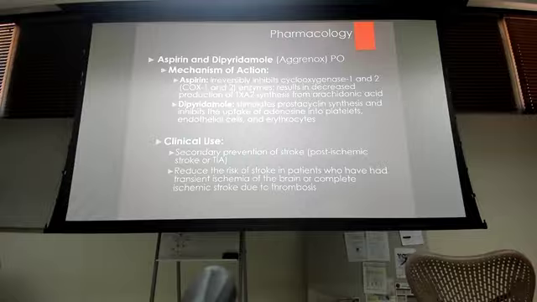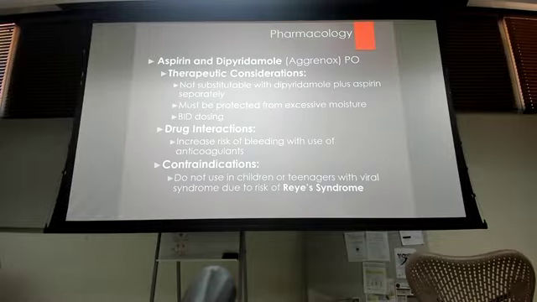Use it in the fixed dose combo. Don't interchange. Don't say, oh, I'll give the dipyridamole and the aspirin. It has to be in the combination of Aggrenox. Twice a day dosing. Moisture is going to break it down. You have an increased bleeding risk with Aggrenox and anticoagulants, which pretty much makes sense.